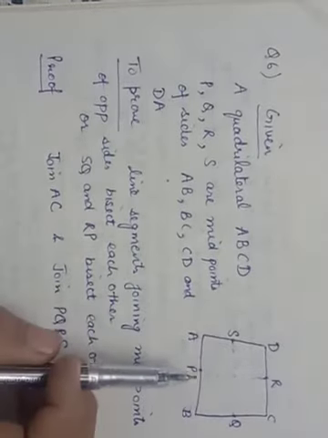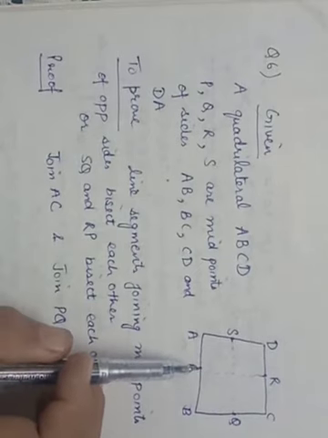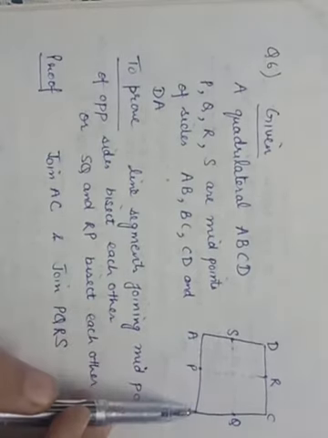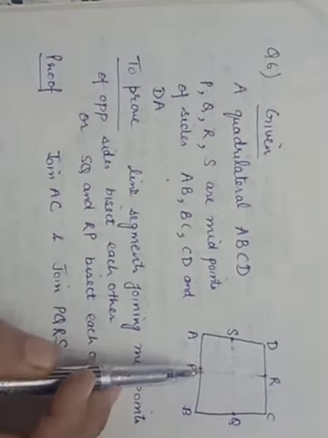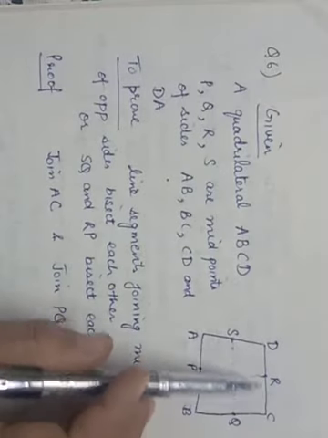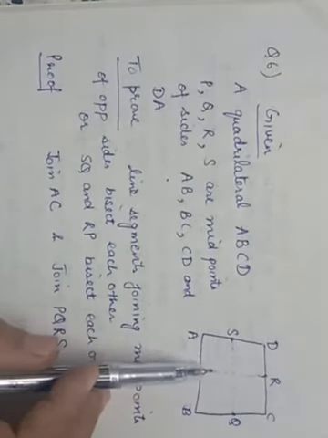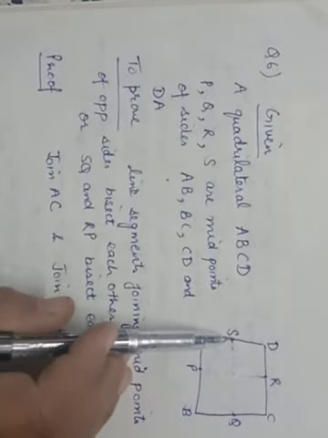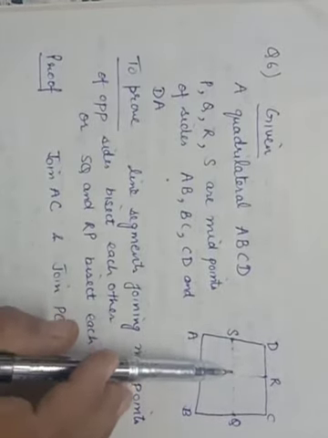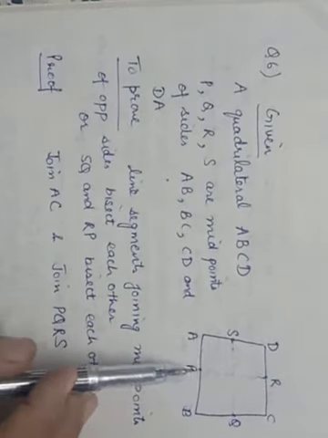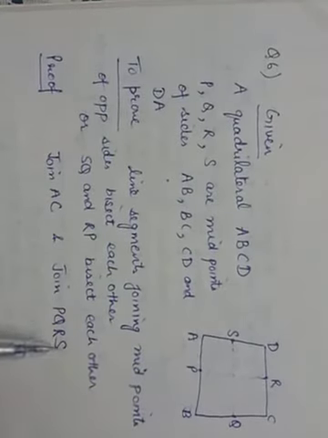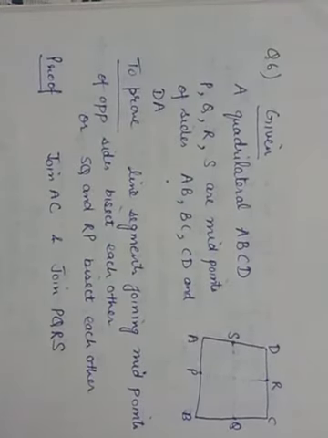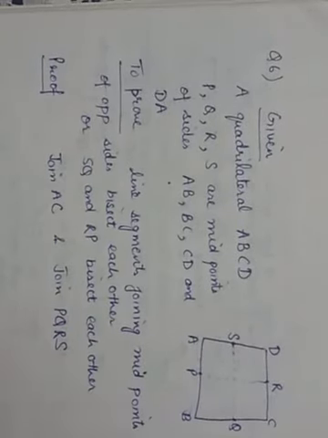Means the line joining the midpoints of the opposite sides. The midpoint of this is P and the midpoint of the opposite side DC is R. So the line segment joining the midpoints means PR, and these two are also opposite sides and they are the midpoints. So the line joining this. We have to prove that PR and SQ are bisecting each other. Now let us start the proof of this.